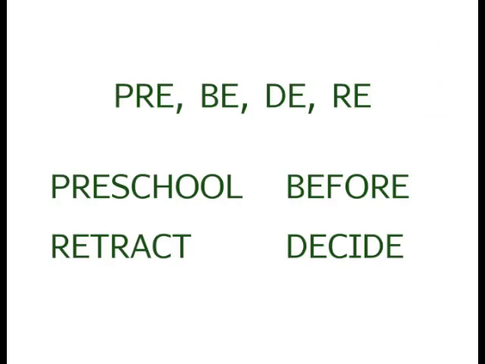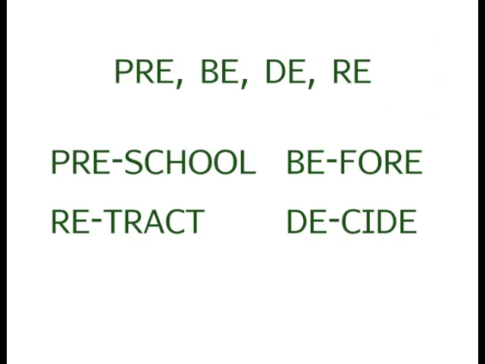Try some more of the same four prefixes. Again, they will divide after the prefix. They divide after the prefix, again making the vowel long. Knowing how to divide and pronounce a word properly helps you hear the sounds correctly, which helps with their spelling. If you can sound the word out correctly and know why it's spelled the way it is, that helps spell it. Preschool, before, retract, decide.